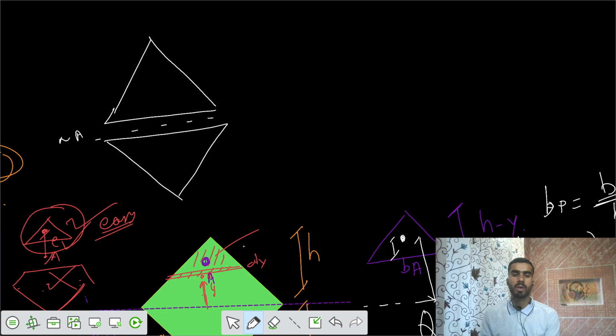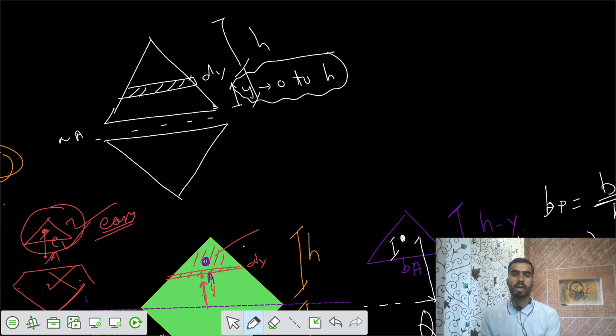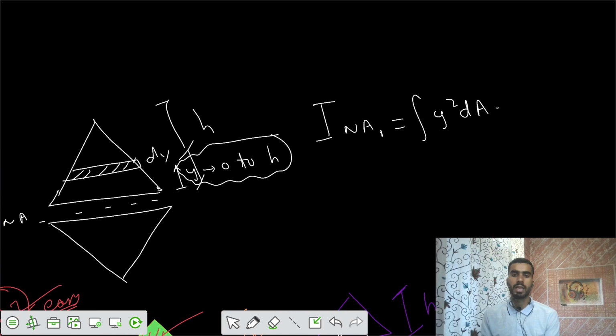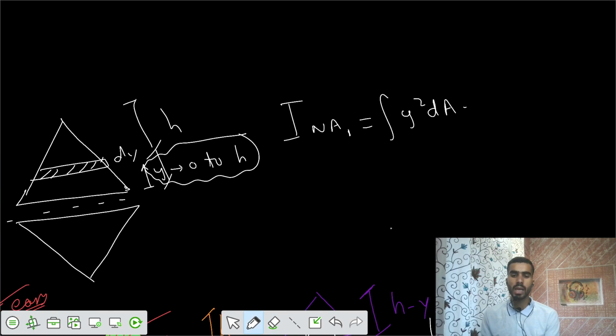If you solve for the first part, you would say that you have some differential element dy, and y goes from 0 to the total height of h. You go from y equals 0 to h, and you want to find the moment of inertia for this first part. That is the integral of y square dA.